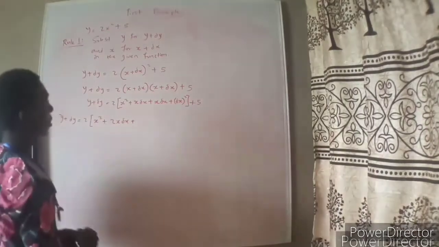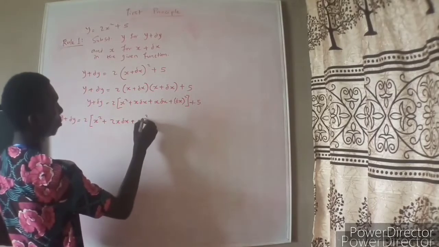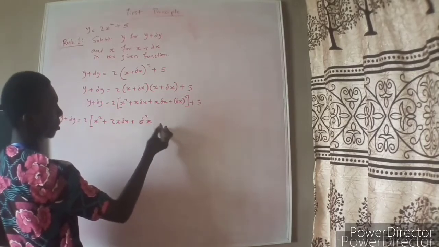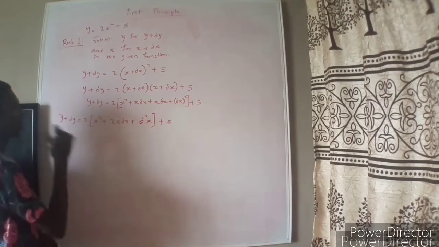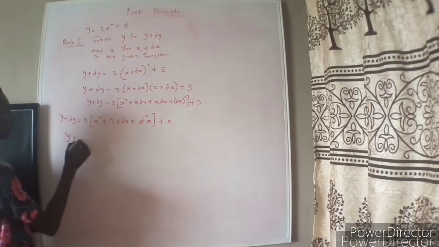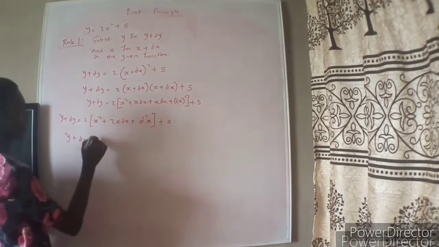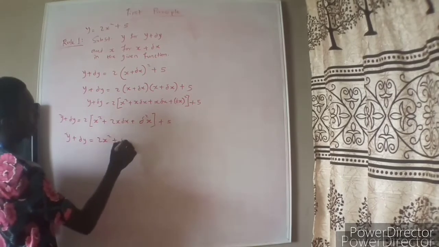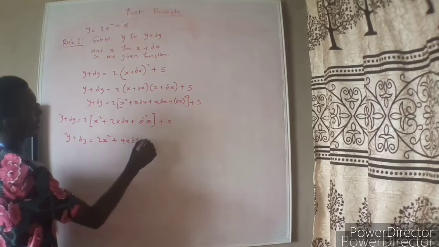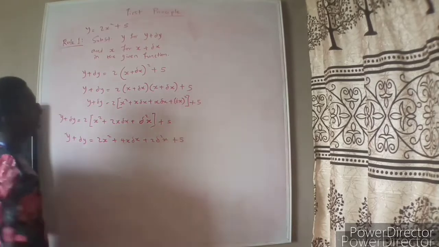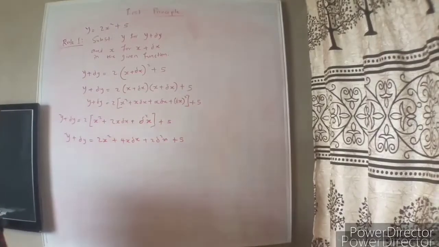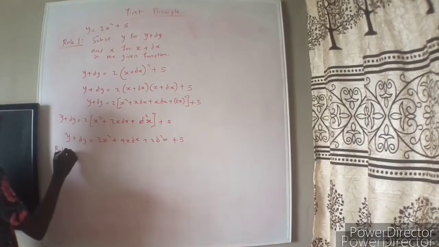So let's replace it. So I will have the 2x. So I have this plus 5. So now my y plus delta y, let's open the bracket. I have 2x squared plus 4x delta x plus 2 delta 2x plus 5. Now rule number 2.